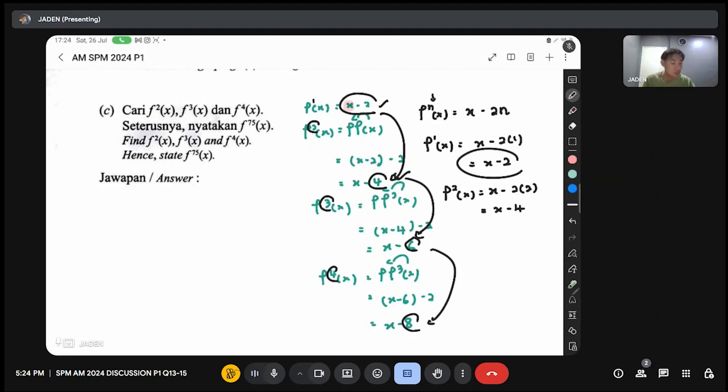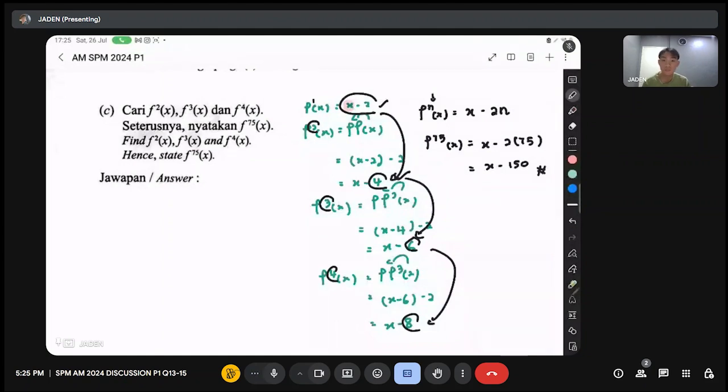So based on this pattern, if today you ask me what is f⁷⁵, right? I can clearly tell you this is x − 2 times 75. You get x − 150. And that is how you want to solve this kind of question. Okay, so keep that in mind.